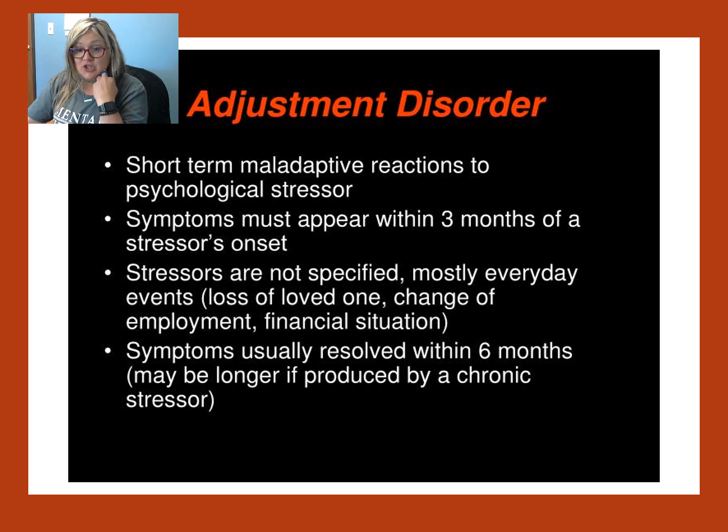Adjustment disorder is usually a short-term maladaptive reaction to a psychological stress. It needs to appear within 3 months. Usually stressors can be the loss of a loved one, a change of employment, or a financial situation. And the symptoms usually last at least 6 months. From there, we would go over the criteria for adjustment disorder and see if there's a more identifiable formal diagnosis.